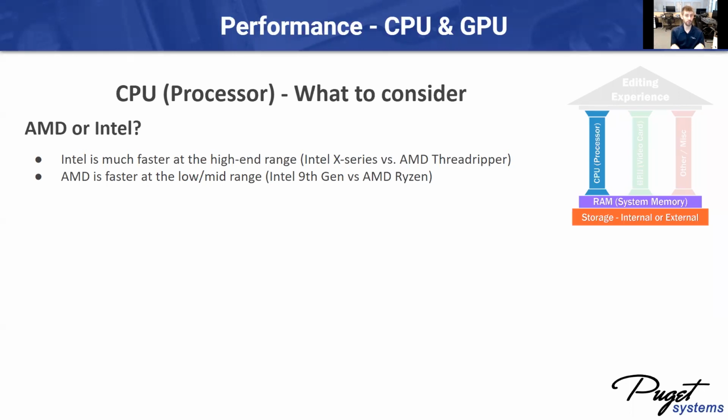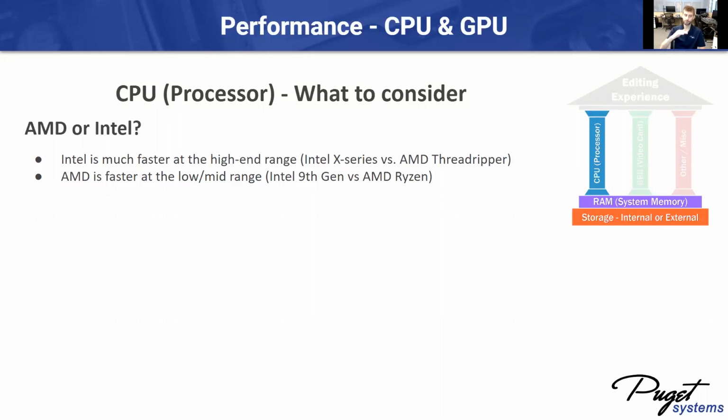And how it breaks down right now is that Intel is going to be much faster at the high end. So this is going to be where you're getting into Intel's X series or their Xeon W versus AMD's Threadripper. Right now we're on Gen 2. And right now Intel is just straight the way to go on the high end. AMD's Threadripper CPUs, for whatever reason, don't actually work all that well in Resolve. So you really want to go with the X series.